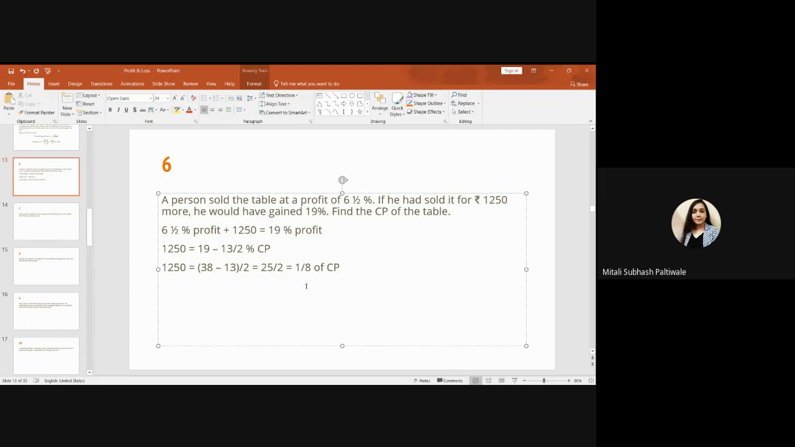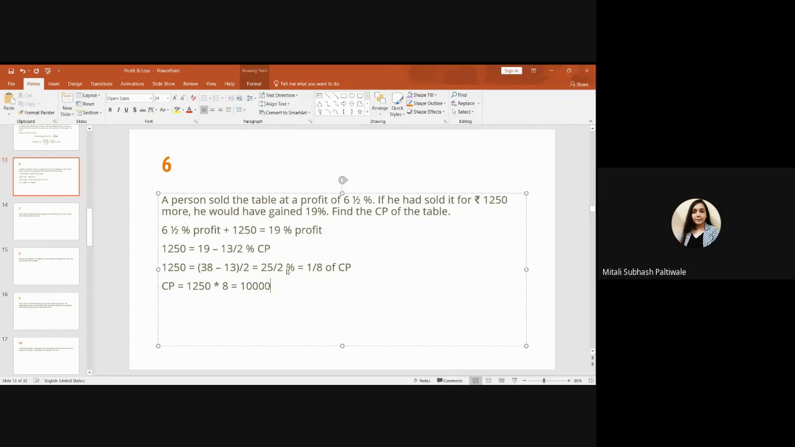Now, this was the percentage, and that's not in percentage thing. So now CP would be 1250 into 8, which will give me answer as 10,000 rupees. So cost price of it would be 10,000 rupees.